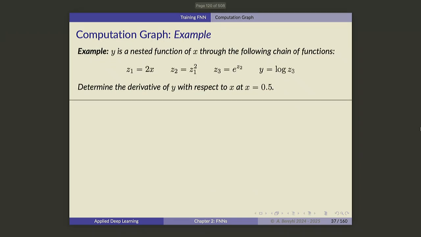So let's look at one example. Say we have this particular example. z1 is 2 times x. z2 is z1 squared. z3 is e to the power z2. And y is log of z3. Okay? Now, first of all, can you tell me what is y in terms of x?